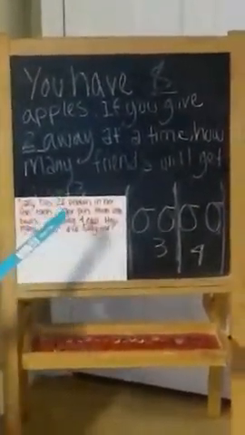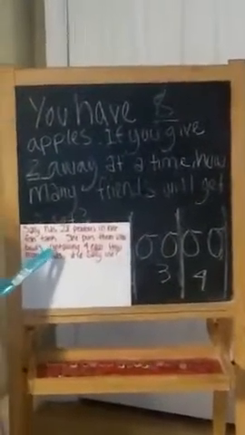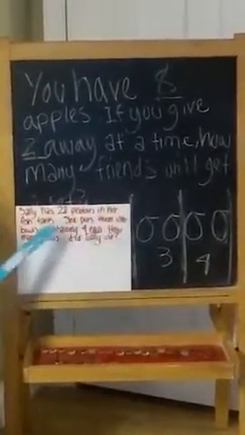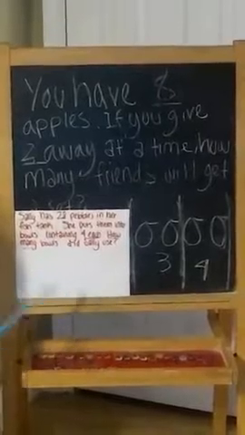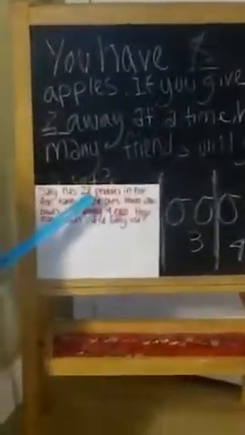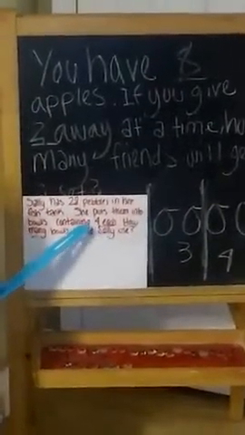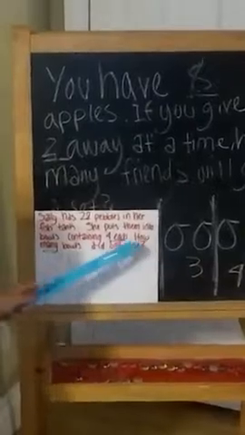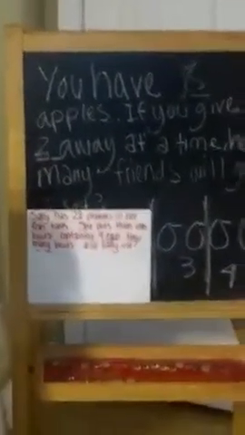The first one we have is about Sally. Sally has 28 pebbles in her fish tank. She puts them into bowls containing 4 each. How many bowls did Sally use? 28 is our product. We know that's how many she has in all, and she wants to put 4 pebbles in each bowl. Now the key words: how many bowls did Sally use?